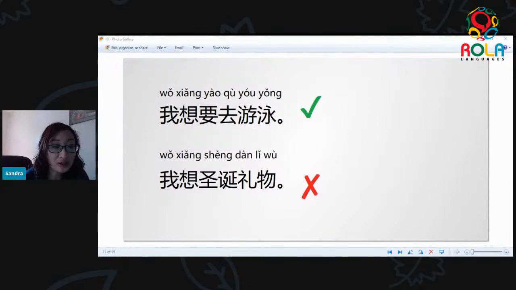Whereas 想 is strictly followed by a verb. So if we say 我想圣诞礼物, it doesn't make sense. Because this 想 doesn't mean want over here. If we use 想 plus a something or somebody, it has a whole different meaning. It actually means miss. If I say 我想你, I miss you. So you don't say like I miss Christmas gift. Well, you might miss Christmas. I don't know if you can technically miss Christmas gifts.